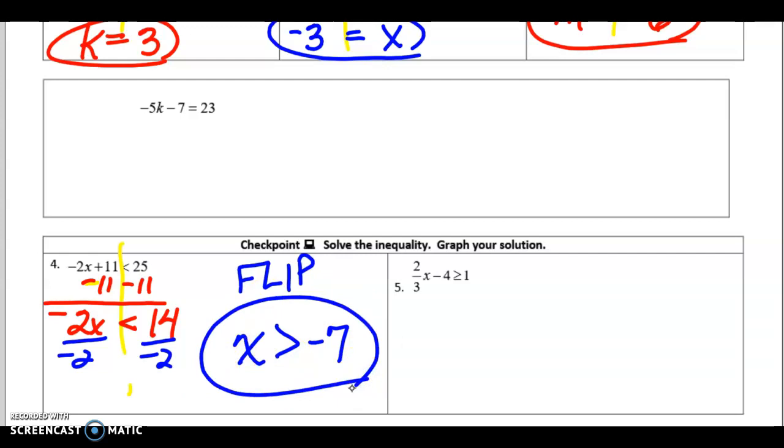So any positive number would work. 0 would work. Negative 6 would work. Negative 2.5 would work. Those are numbers that are greater than negative 7. So there are infinite solutions to this problem. Our next problem, similar situation, that we have an inequality.